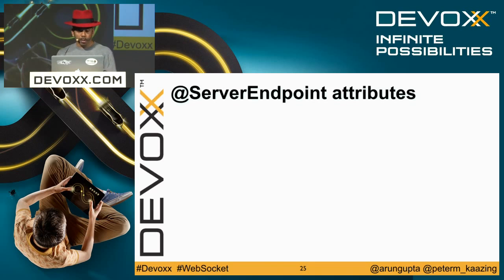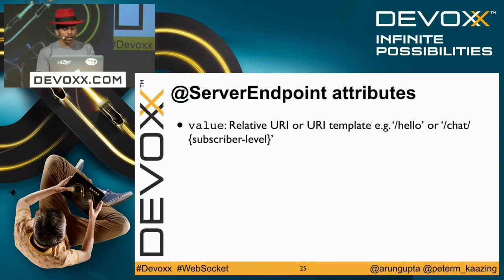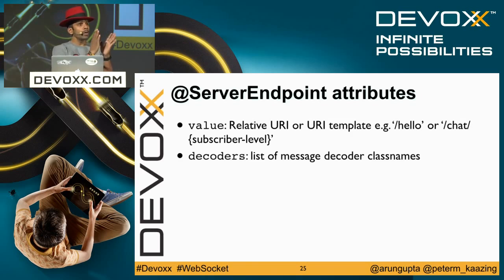So let's look at a little bit about server endpoint attributes here. Value is the URI where your endpoint is listening. Now, your server endpoint is always receiving text or binary data. You may not want to deal with raw data every time. So in which case you may say, receiving the data is okay, but I want to deal with my business domain object. In which case you define a decoder, which basically says, I'm going to take the string and decode it to a POJO.